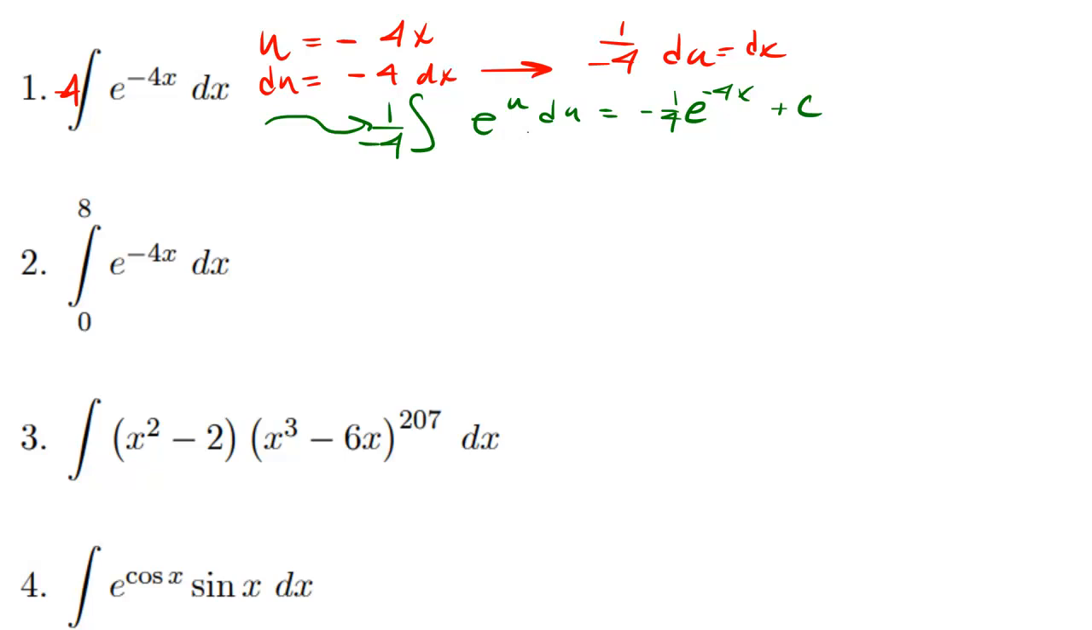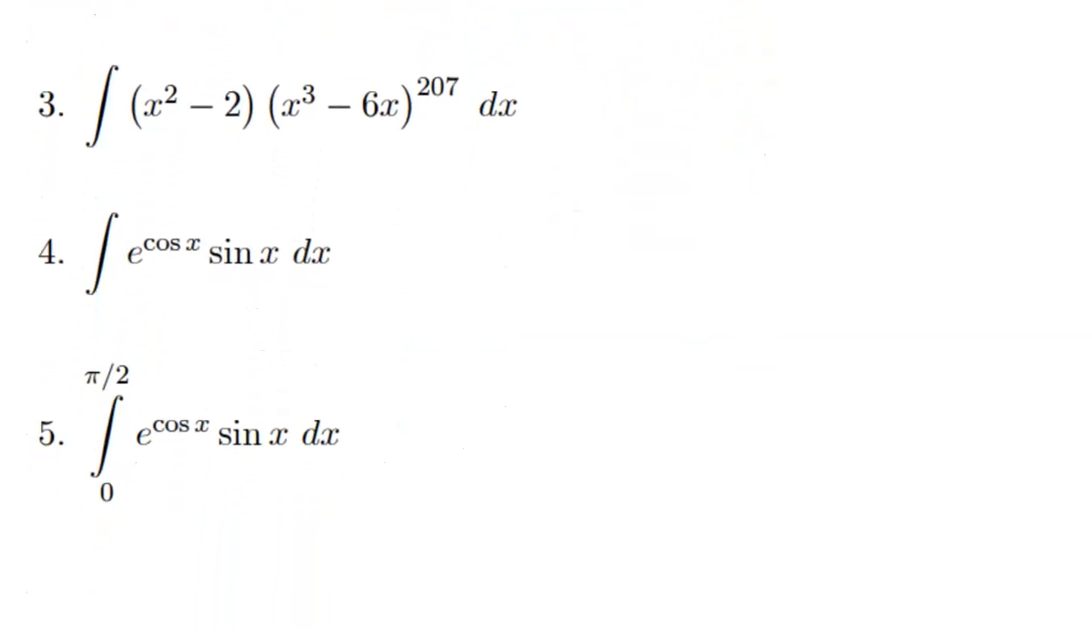For step 2, you just plug in the 8 and the 0 to what you did in the part before, so it would be negative 1/4 e to the negative 4 times 8, which is 32, minus negative 1/4 e to the 0. And then you solve that for the particular value given in the solutions.